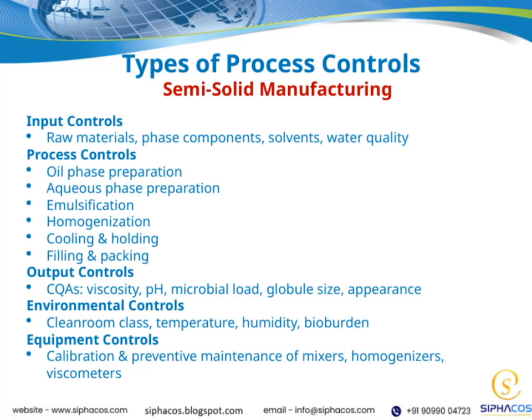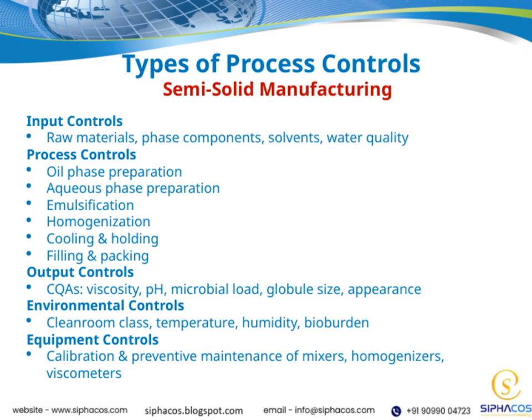Now, let's take a closer look at the various controls involved in semi-solid manufacturing. First, we have input controls, which include raw materials, phase components, solvents, and water quality. Ensuring these are consistent and of high quality is crucial for a successful process. Next are process controls, starting with oil phase preparation, then aqueous phase preparation, followed by emulsification, homogenization, cooling and holding, and finally filling and packing. Each step needs to be carefully managed to maintain product integrity.